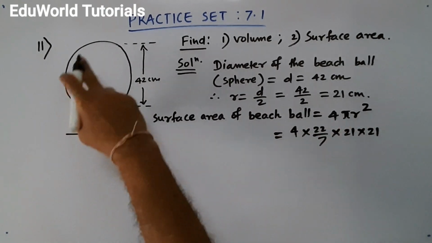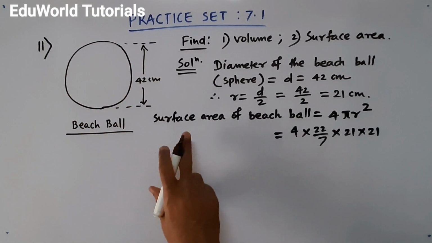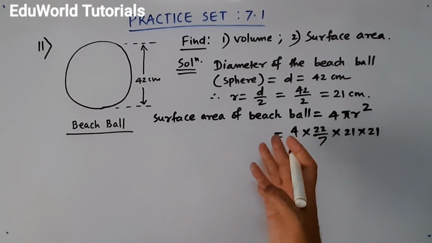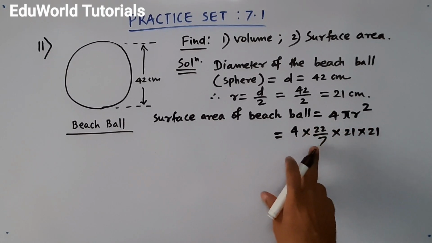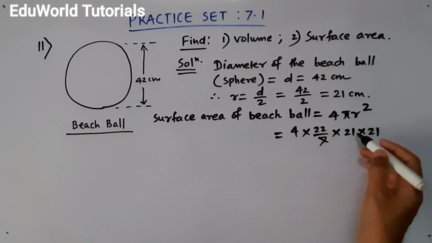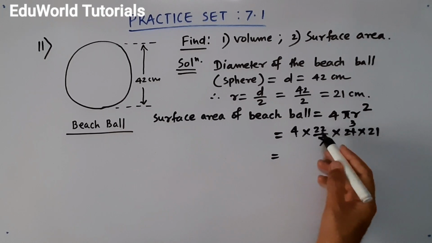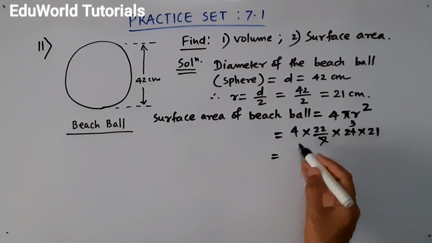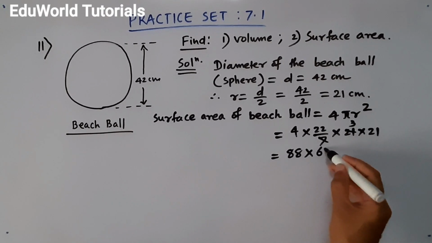This is the formula for total surface area, or curved surface area, or only surface area for the ball or sphere, you say. It is 4 pi r square. 4 into pi, we have taken 22 by 7, into radius, 21 into 21. Cancel this, 7 3s are 21. So we have 22 4s are 88. This is 88, and multiplied by 21, 3s are 63.